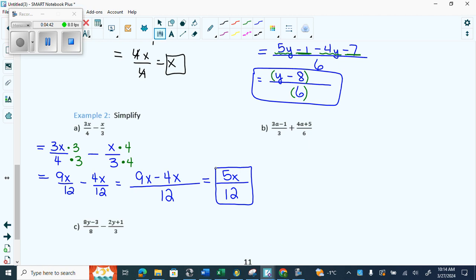Okay, you guys try B. Hint: what common denominator can we make them both be? We can make them be 6, correct? So I don't actually have to touch the right one at all. The left one, I just have to multiply the bottom and top by 2. Go.